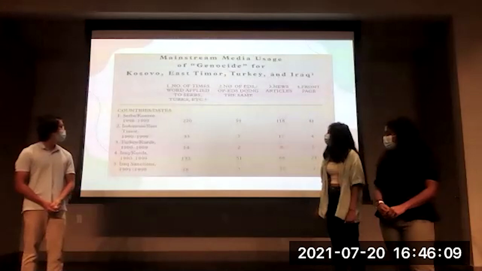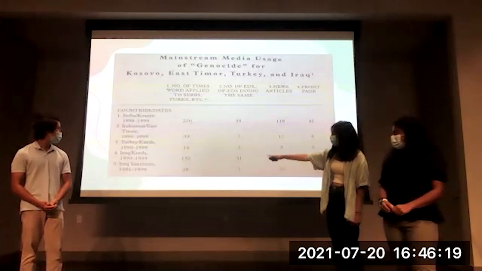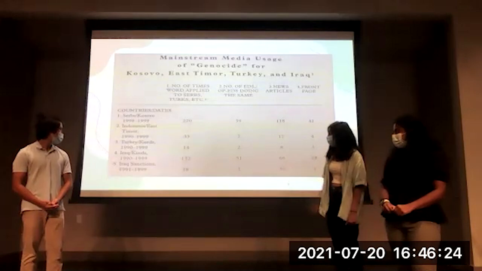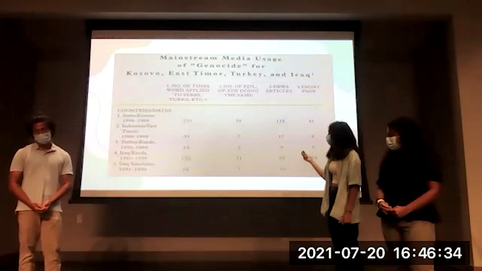Through the use of the word genocide in mainstream media, you can actually see what the U.S. government and media looked favorably upon or not. Specifically looking at number four, where it talks about Iraq and its control of the Kurdish population, you can see that overwhelmingly the word genocide was used to describe the situation in Iraq. And this is further evidence of the US trying to implicate Iraq in order to go into Iraq for the war on terror.